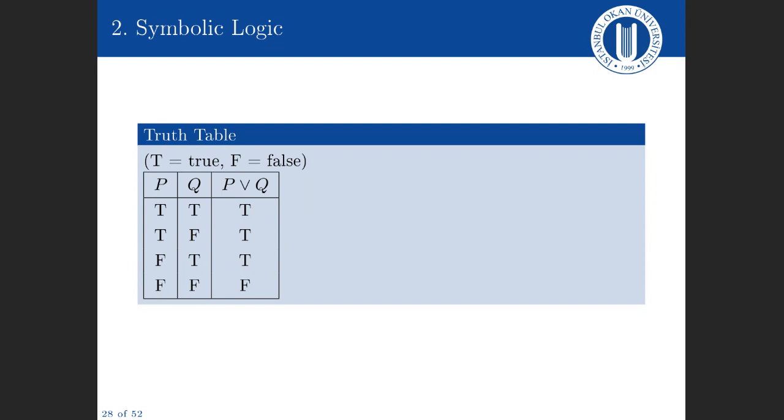Likewise, row number 3, is at least one of P and Q true? Yes. So P or Q is true. And then the final line, if P is false and Q is false, we ask P or Q. Is at least one of them true? No. So P or Q must be false.